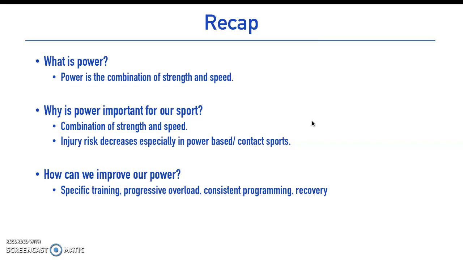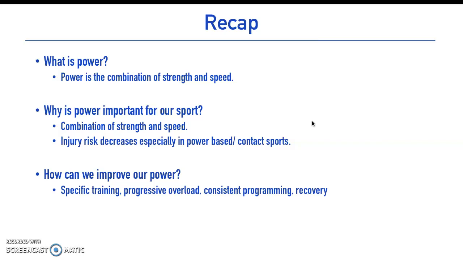Then we looked at why power is important for our sport. Because it's a combination of speed and strength, we've got different components. In most sports we need our strength, and in a lot of sports we need our speed. If we combine the two, we have power. It also reduces the amount of injuries that could happen in power-based sports or contact sports. The better you get at something, the less likely you are to get hurt.